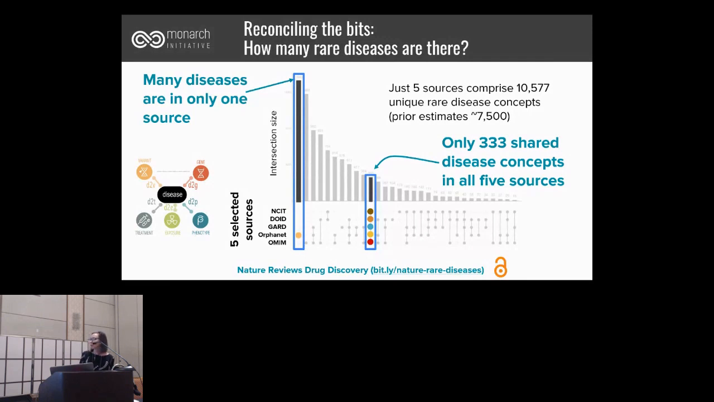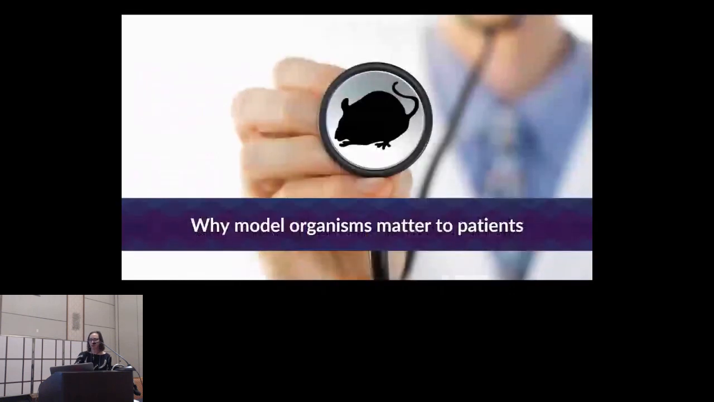But more importantly, we found that many diseases are only found in one source. So if you're in Europe and you're using only Orphanet, you're missing out on a whole bunch of other disease knowledge that's represented in these other sources. That's not health equity across the world. Only 333 concepts were in all 5 of these sources. So it really speaks to the power of uniting the bits of disease knowledge, to provide access to everyone's tools and diagnostic settings, all of the knowledge from all of these sources.